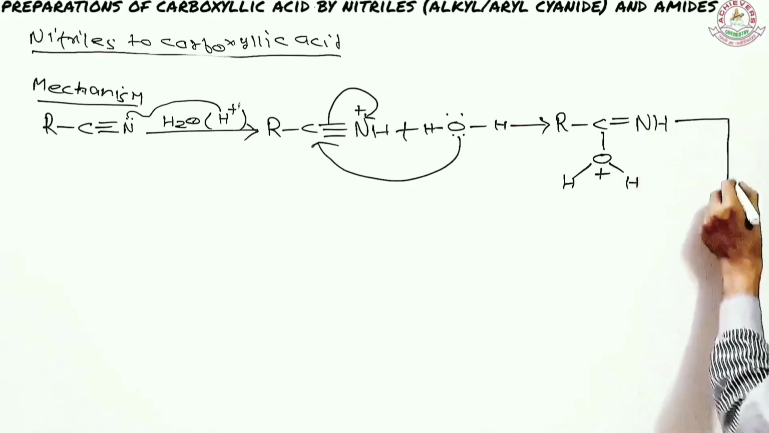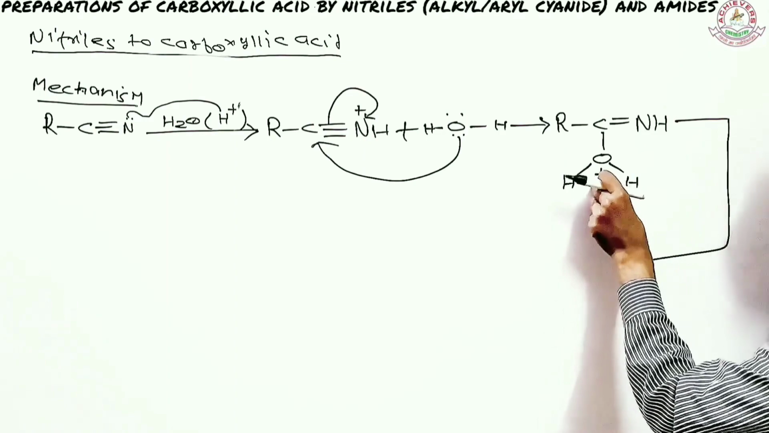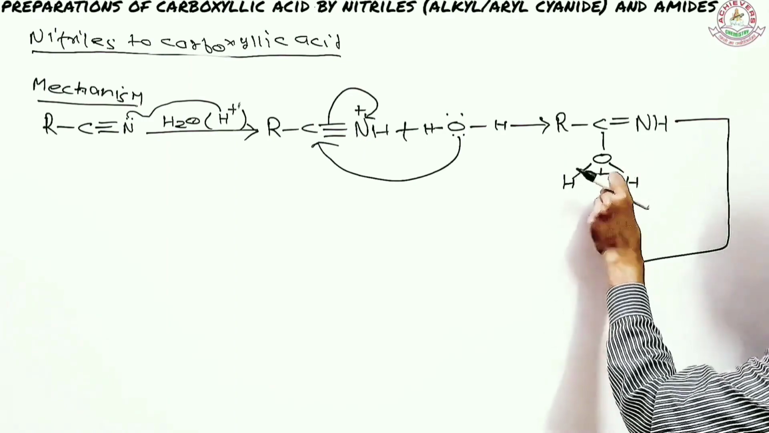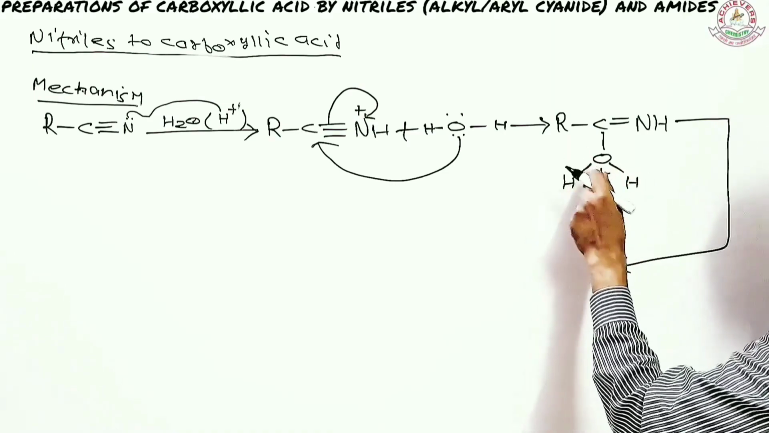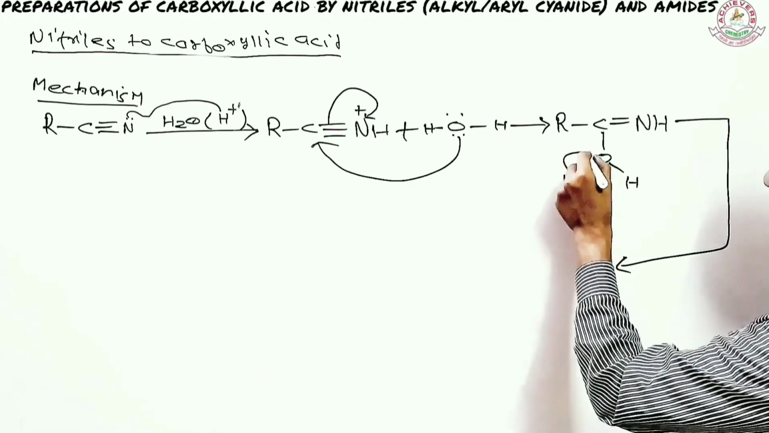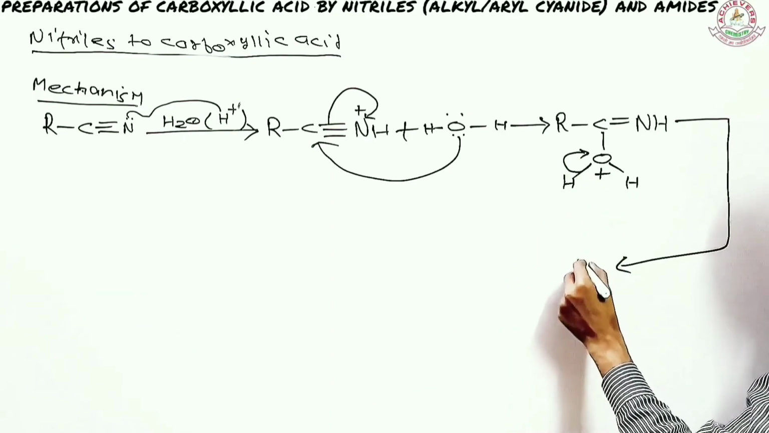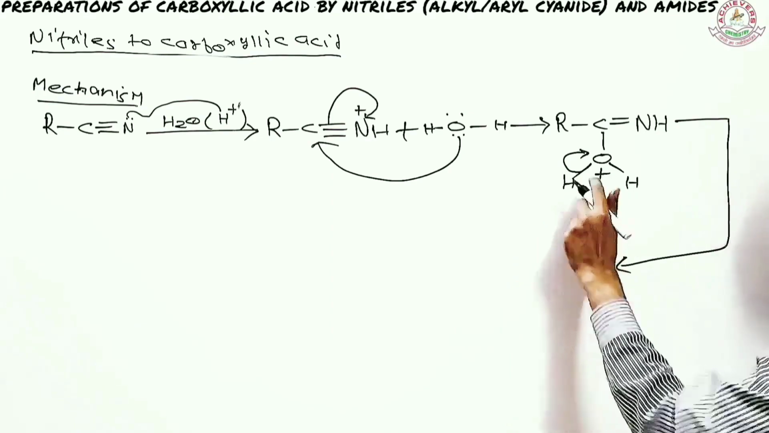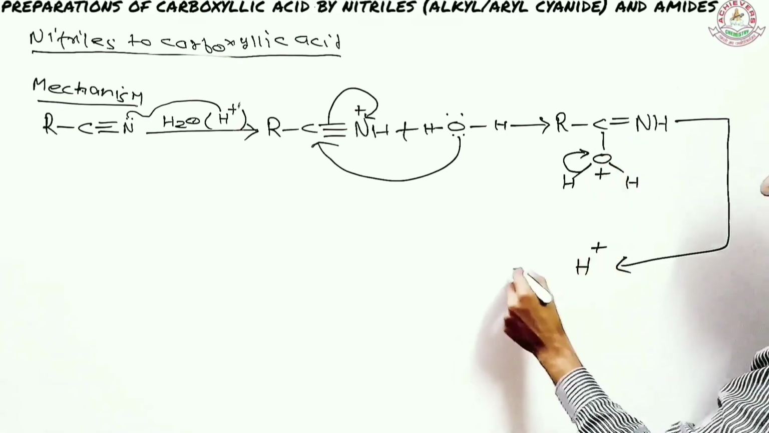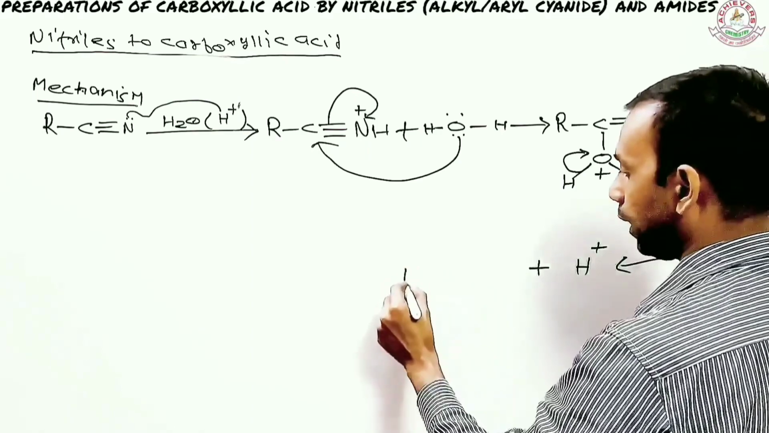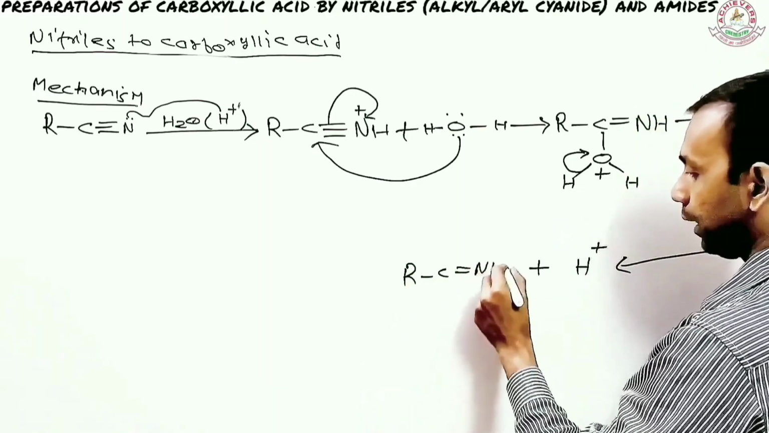Now what happened in the next step here? You have to pay attention right here. Oxygen is now quite unstable because of having a positive charge. So its only option is to break one of the bonds present between oxygen and hydrogen. Suppose this bond is breaking. So this hydrogen will come off as a proton here. Apart from that, let me write this product here. So you have R, C, and you have a double bond, you have N, and you have H, right?